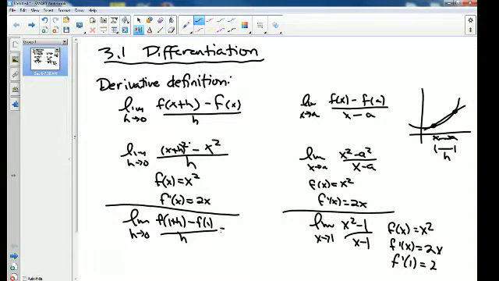We could also write it, that is the ugliest limit I've ever written, (h + 1)² − 1 over h. A little bit more nebulous in that case, right?